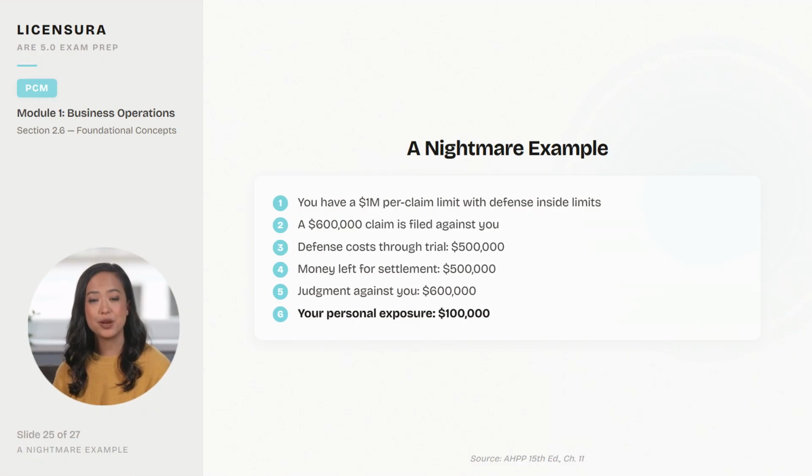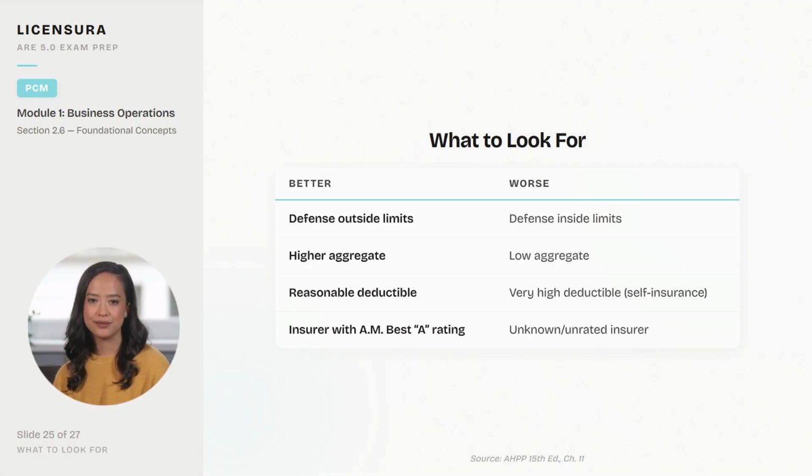Let me walk through an example. You have a $1 million per claim limit with defense inside limits. A $600,000 claim is filed against you. Your defense costs through trial run $500,000. That leaves only $500,000 of your limit for the settlement. But the judgment comes back at $600,000. You're now personally on the hook for $100,000. If you'd had defense outside limits, the full $1 million would have been available for that judgment, and you'd have been fully covered.